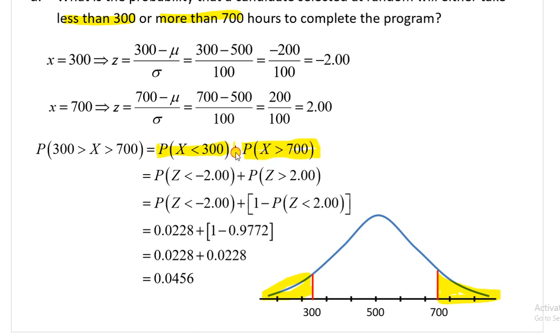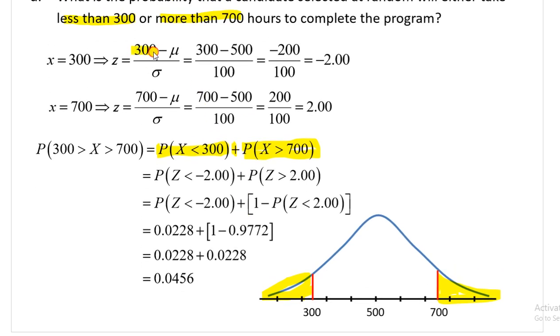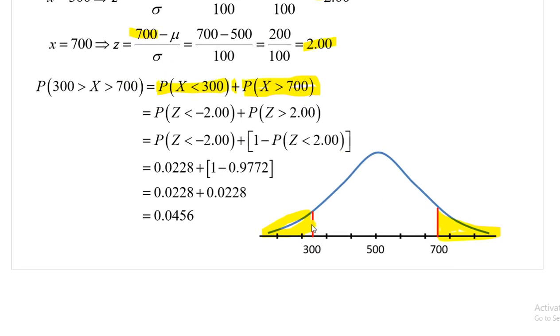So for or we have a plus. So I will add these two areas. So if you replace 300 in z, I will get -2, and if you replace 700 in z, we get +2. It means I need the area on the left of -2. So here these are the values of x. So if we write z, this is -2 and this is 2. So I need the area to the left of -2 and I need the area to the right of 2.